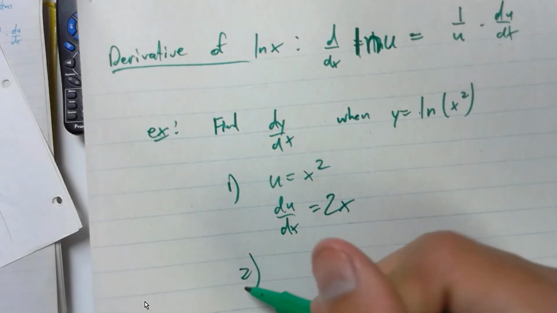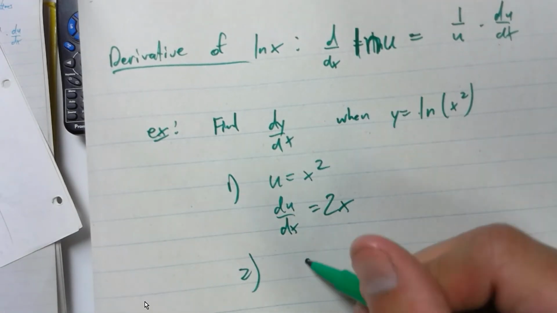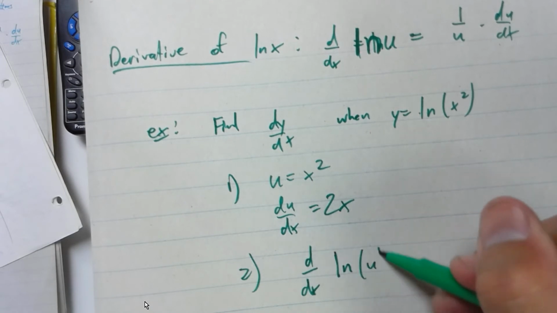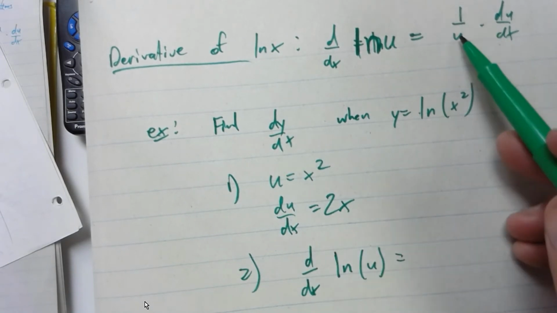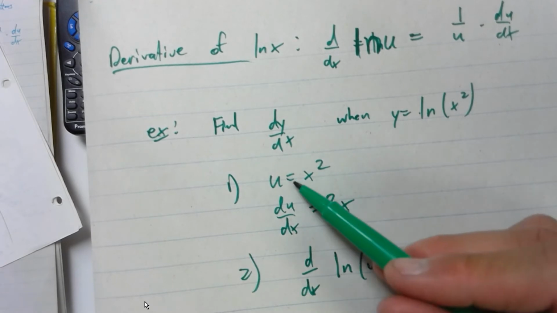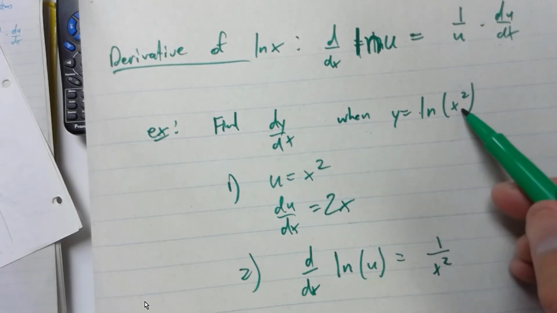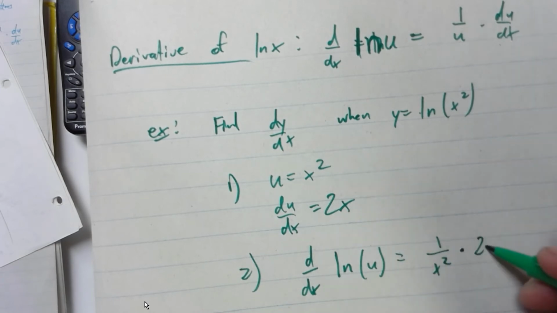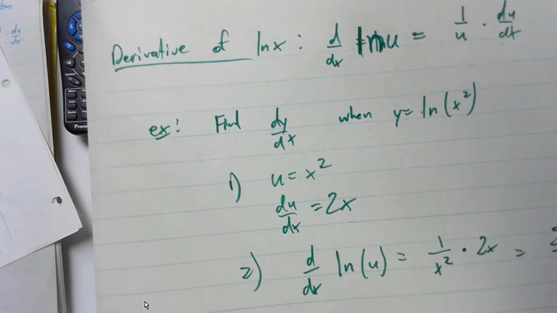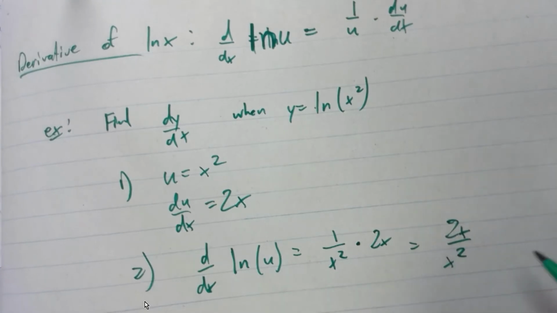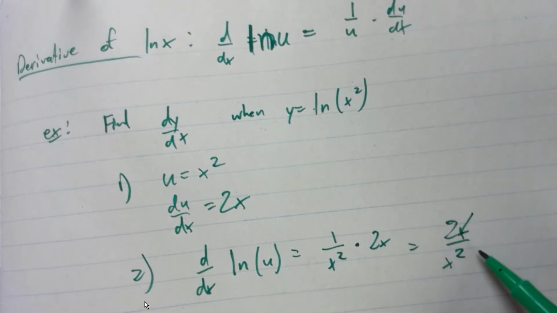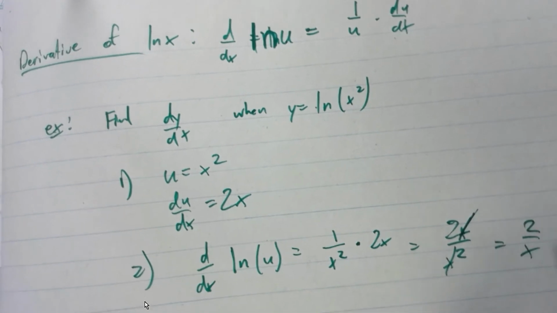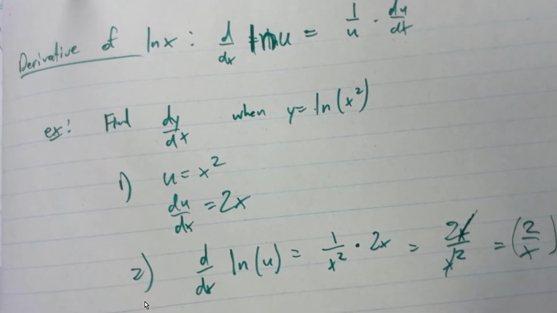Now you just plug it into the formula. The derivative of the natural log of u would be equal to 1 over u, so let's substitute in u. u is x squared, times the derivative of u with respect to x, which we found to be 2x. That's 2x over x squared, right? And then we can cancel out one x up here and one down here, and we're still left with 2 over x. That's not too bad.